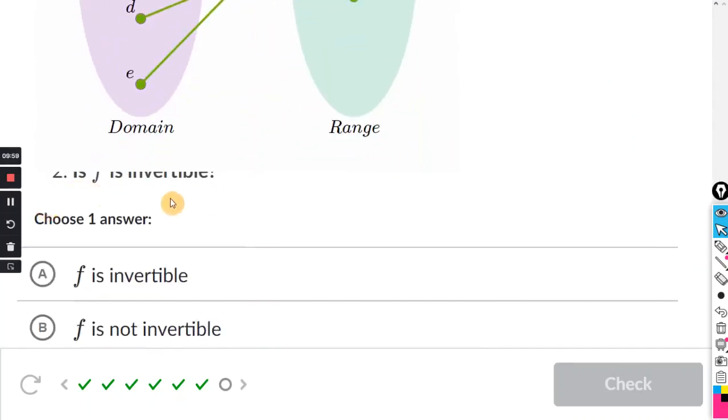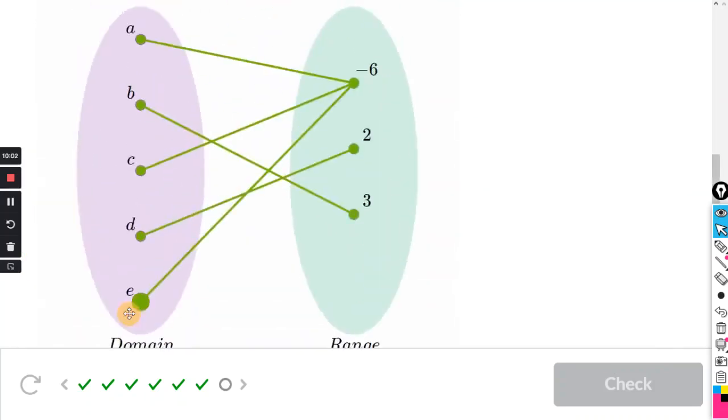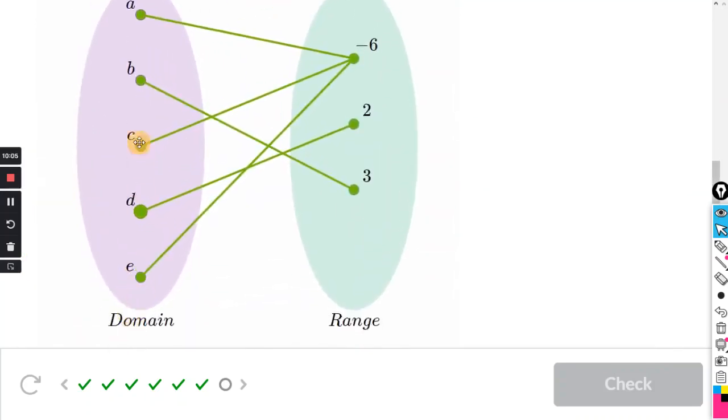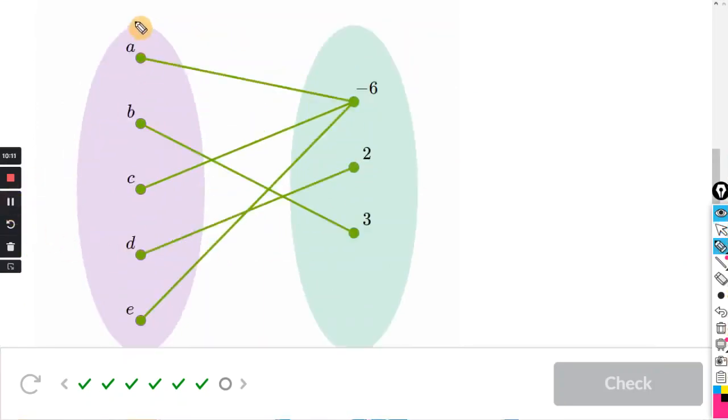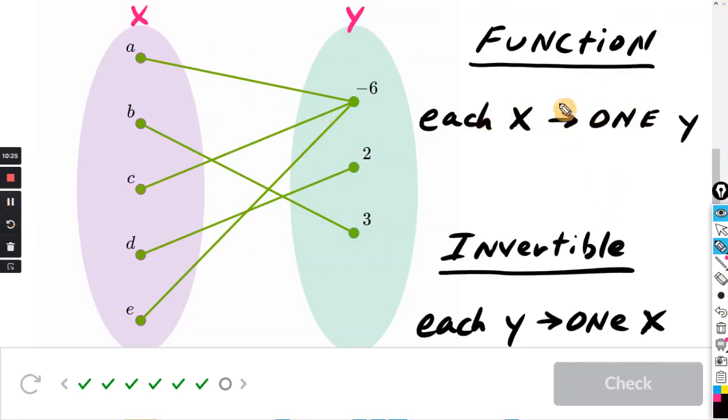And they want to know, is the function invertible? Yes or no? So we said this before. This is the domain, and this is the range. So the domain is the x values, and the range is the y values. Now, to prove it's a function, each x has to have only one y. But for the inverse, you swap the x and the y. So now it's going to be each y has only one x to check if it's invertible. If not, then it fails.